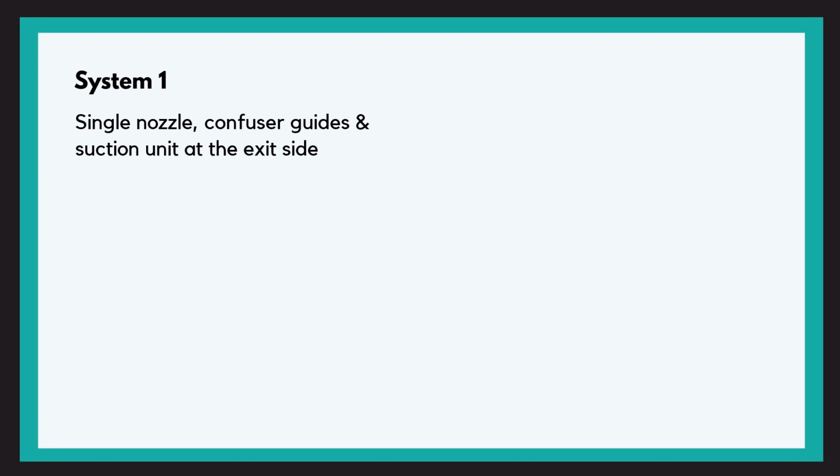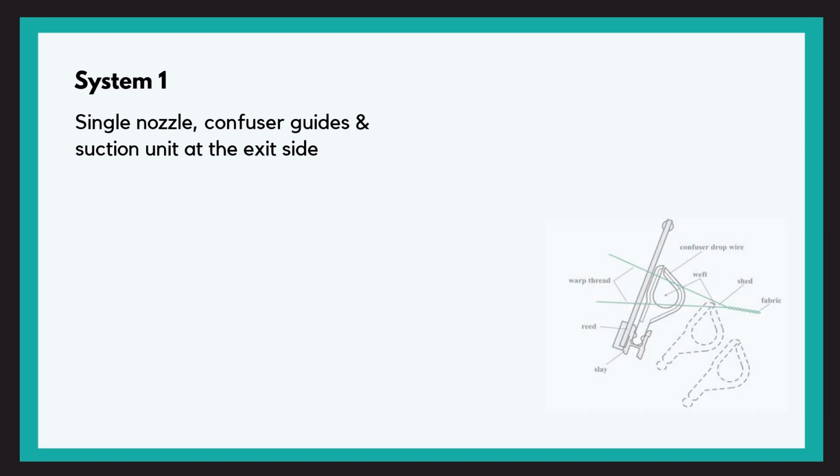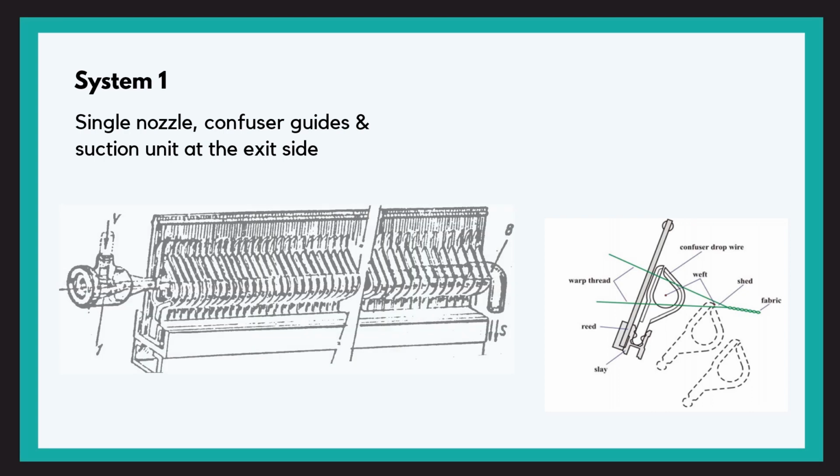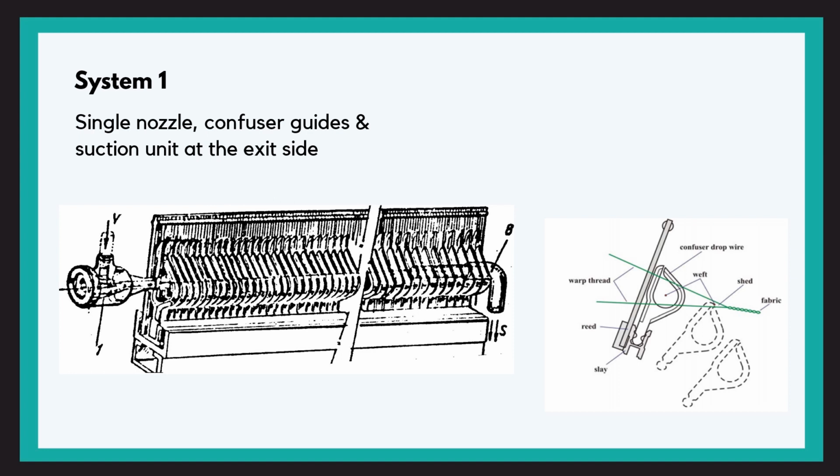So confuser guides are a series of flat plates that are placed across the width of the loom. Now as we can see in this diagram, these confuser guides form a channel for the yarn and the air to pass. They are mounted on the sley and at the time of beat up, they move out of the shed.